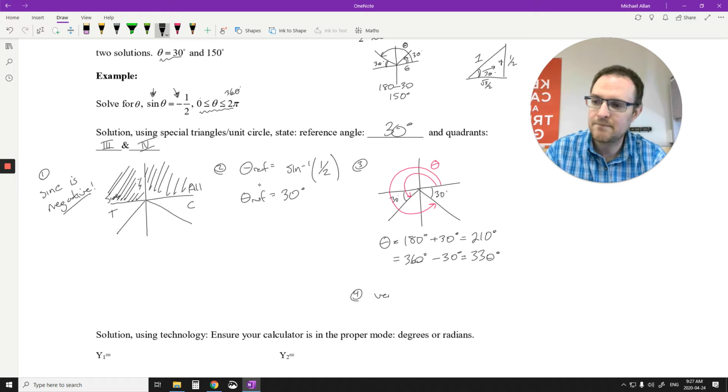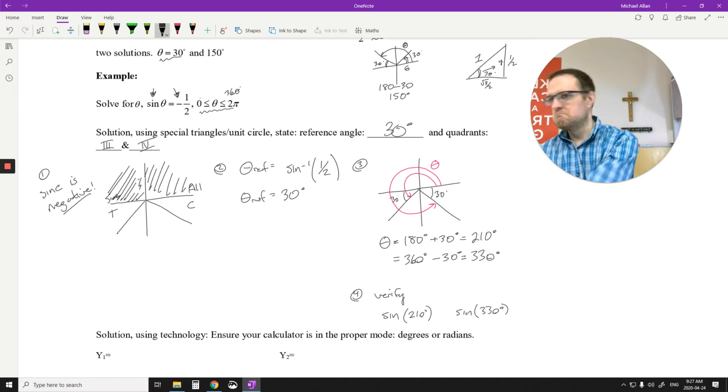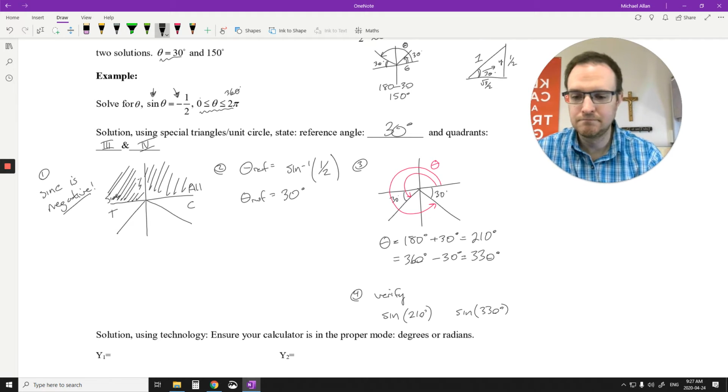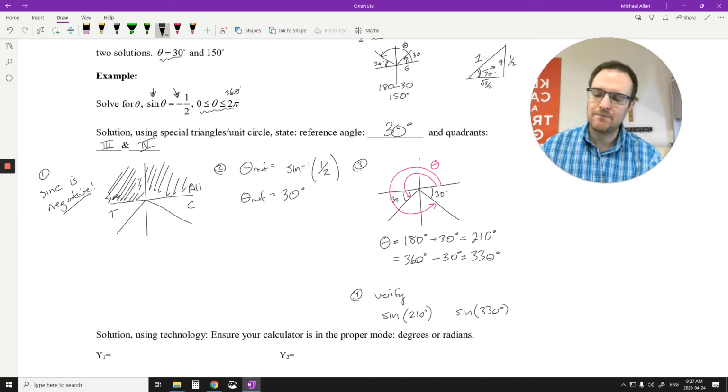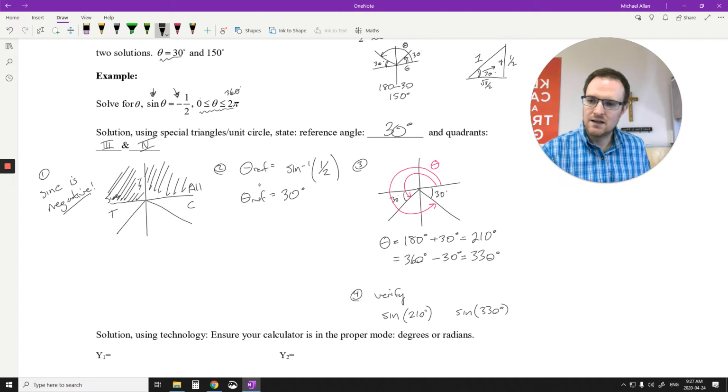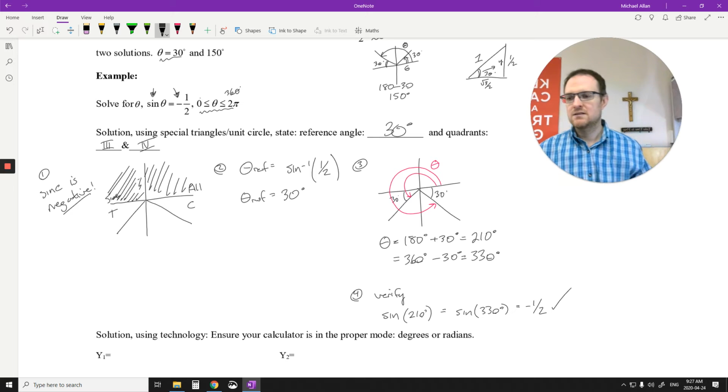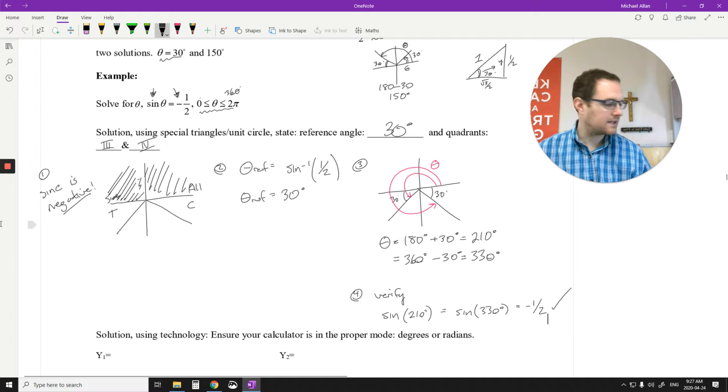And then step 4, which most times you should be doing, is verify. It's pretty easy to verify. You just put these two numbers in your calculator. Sine 210, as long as you're in the right mode in your calculator, and sine 330. Hey, negative a half, and then sine 330. Oh, another negative a half. Okay, so both of these give us negative a half. So just verify that's correct.